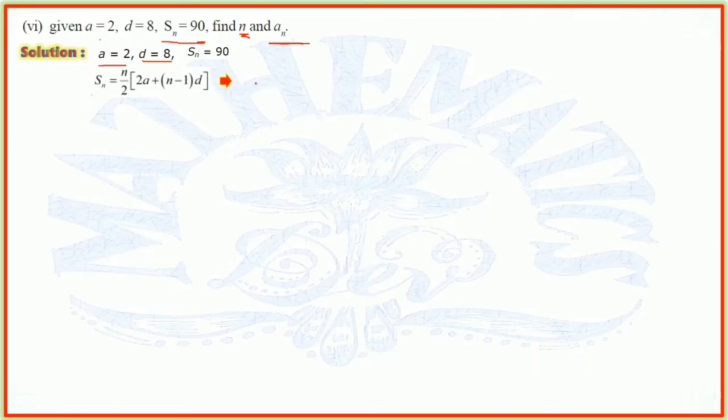Putting the respective values in this formula, 90 = Sn = n/2 × (2a + (n − 1)d), where a is 2, so 2 × 2 is 4, plus (n − 1) × d, where d is 8. So 90 = n × (2 + (n − 1) × 4). We have taken 2 common and that 2 is cancelled with this 2.